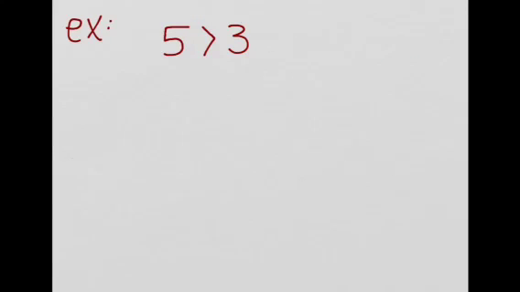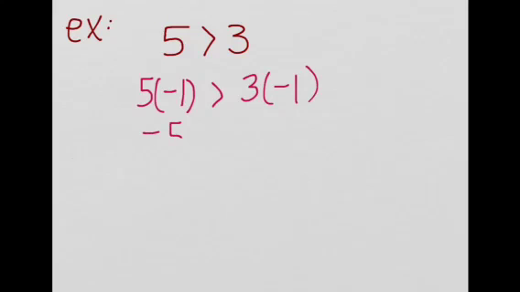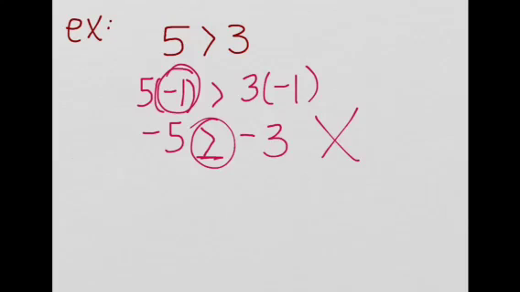So we have an example of 5 is greater than 3, and we know that is true. But when I multiply both sides by negative 1, 5 times negative 1 and 3 times negative 1, then I get that negative 5 is greater than negative 3, but this is not true. So what do we do? When we multiply or divide by a negative number, the sign switches. So what do we have? We now would have that negative 5 is less than negative 3.